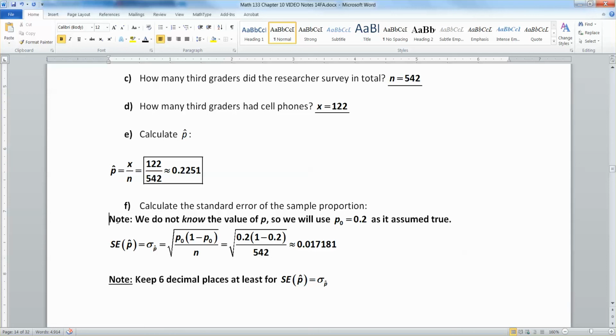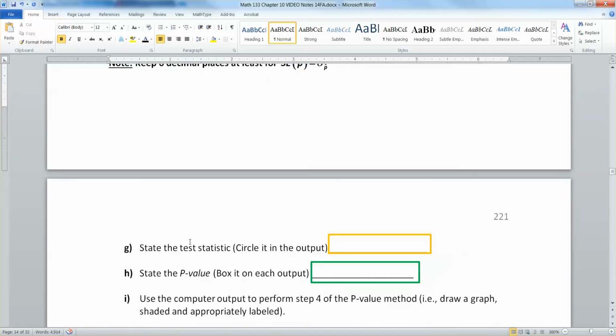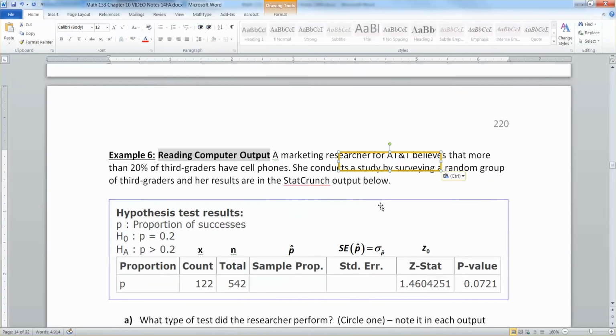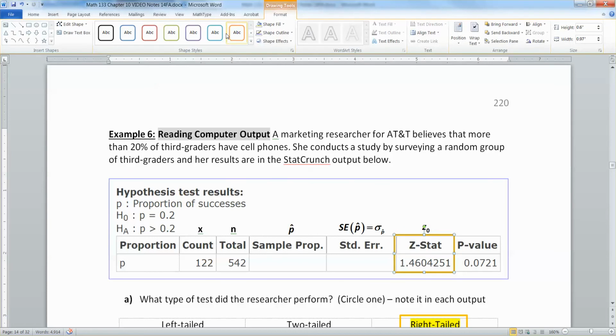Now we found the standard error for the sample proportion, or at least our best approximation for it. We are going to find the test statistic and circle it in the output. The test statistic is right here. I'm going to give this a different color box, so I'll make it blue. There we go, a nice blue box.